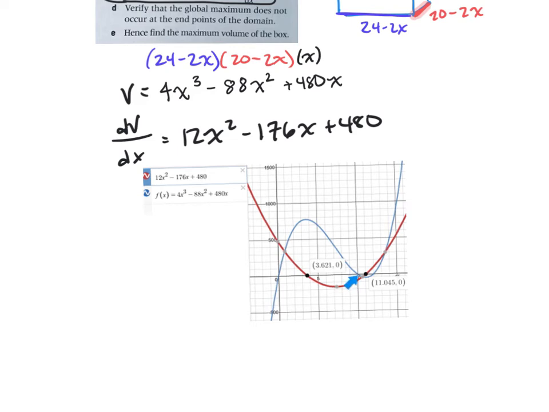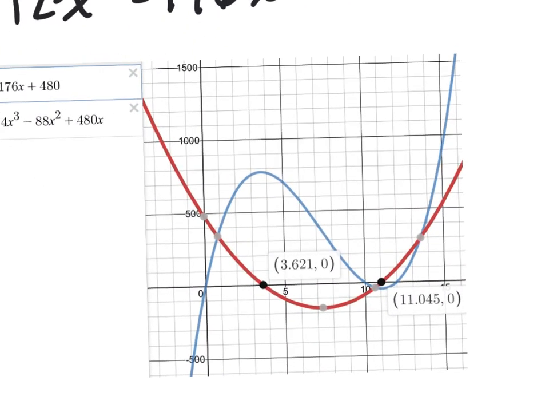So answers over here, and notice that's where my V area hits 0 at 10 right there. So obviously I'm not going to use that one. So it says verify that the maximum doesn't happen at the endpoints of the domain. They just want to make sure that between x is 0 and x is 10, that's not necessarily the maximum of my function. And it's not, so we're good.